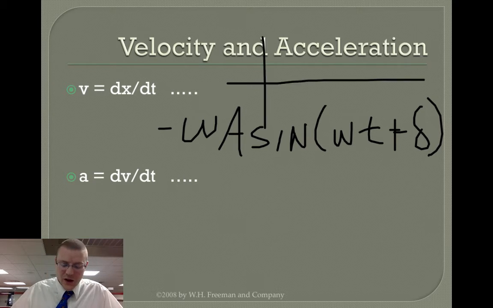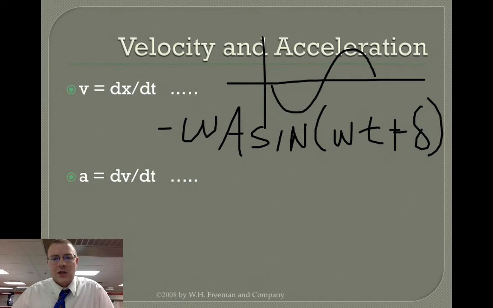It starts at 0 and starts its oscillation. But since it's a negative sine graph, it's going to look like this. So it looks like I'm going to have no velocity in the beginning, no velocity here in the middle, and no velocity here at the end. Let's go back to our picture and identify those locations.